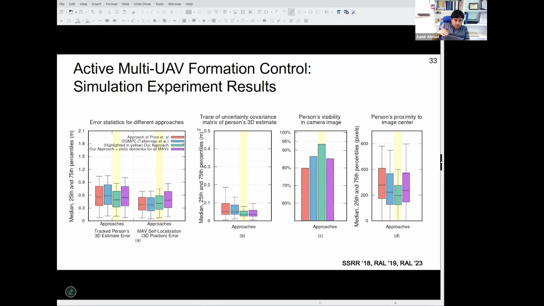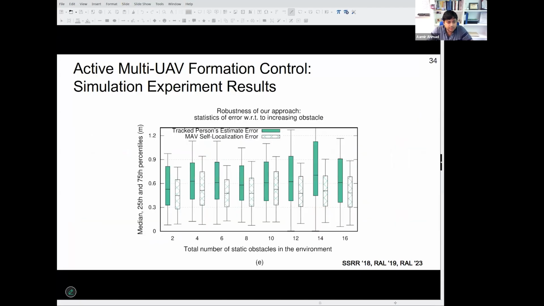Now we also note how this uncertainty remains minimum for our method compared to the baseline, which you see in figure B. And in addition to this, our method also ensures a very high percentage of person's visibility, right, and a closeness to the image center, which you see all in the green plots over here.